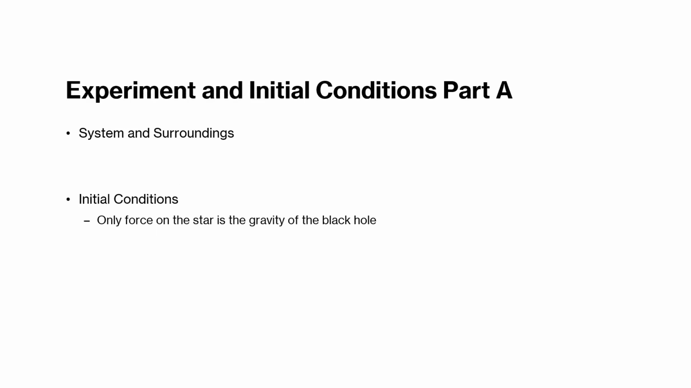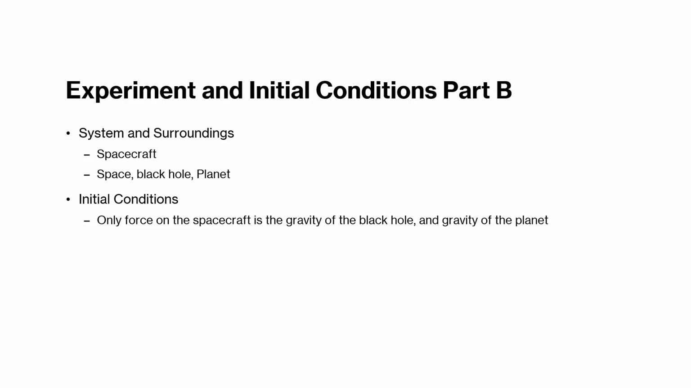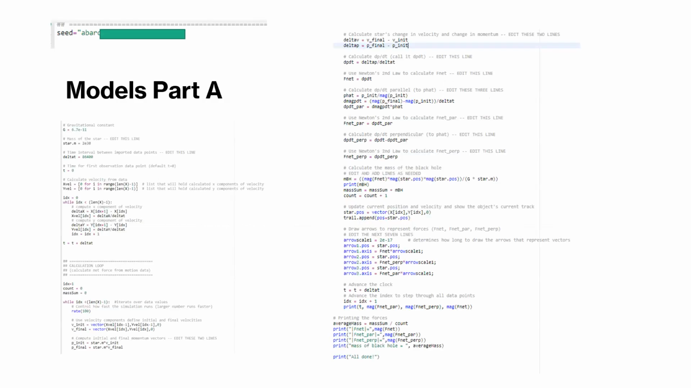So for part A, our system and surroundings: our system is the star, and the surroundings are space and the black hole. The only condition we start with is that the only force on the star is the gravity of the black hole. For part B, the system is a spacecraft and the surroundings are space, the black hole, and a planet. Same thing here, the only force on the spacecraft is the gravity of both the black hole and the planet.